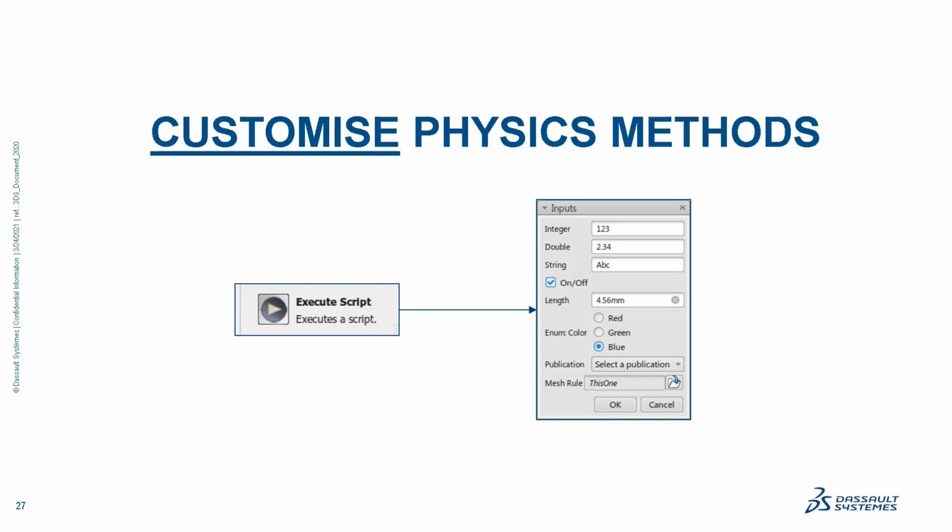We're able to retrieve inputs from a user, such as values that can be used to generate meshes, or used to apply loads to different features automatically based on our script. So we can make these physics methods very intelligent as our skills develop. But knowledge of scripting isn't needed to create physics methods.